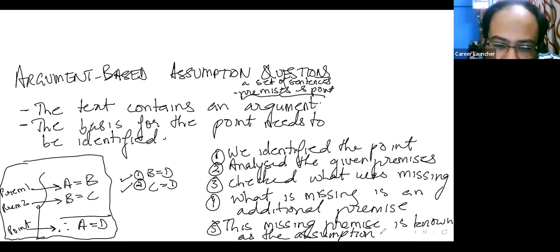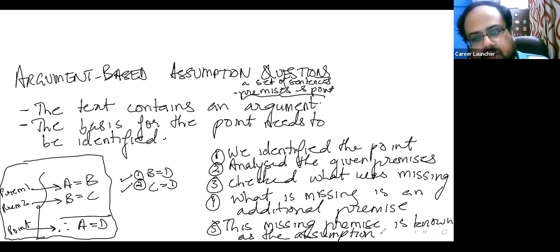Right? Please note down these things. We first identified the point. We looked at the given premises. We checked what was missing. We saw that what was missing was an additional premise. The missing premise is known as the assumption. I hope all of you are clear till here.